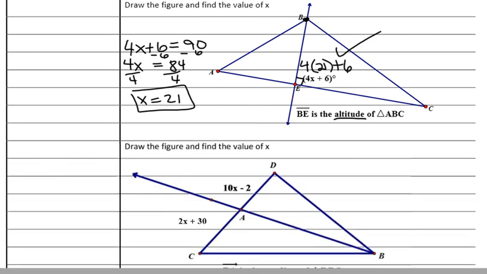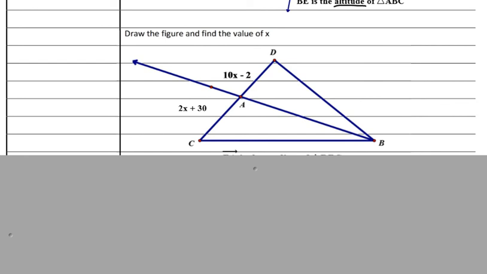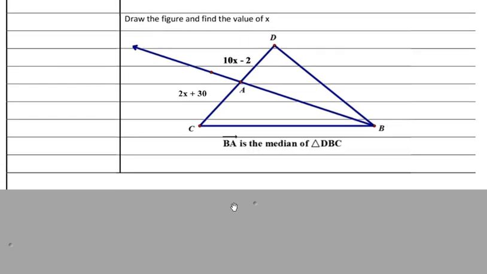And the last example, using another vocabulary word, is: go ahead and draw the figure again and find the value of x. And this time we're going to use BA is the median of the triangle. So if you look back up at the vocabulary that you defined earlier in your textbook, a median is a segment or a line that starts at the vertex of a triangle to the opposite side of that vertex at the side's midpoint. Or in other words, a median is in the middle of a side. So it's directly cutting this side DC in half.